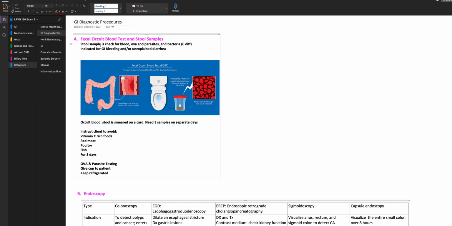For ova and parasite testing, you give the cup to the patient and keep it refrigerated. Not in the same refrigerator that you would keep your lunch, okay? But in the refrigerator that is identified to hold specimens.